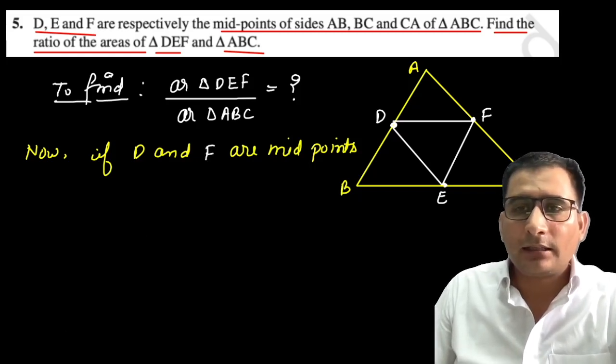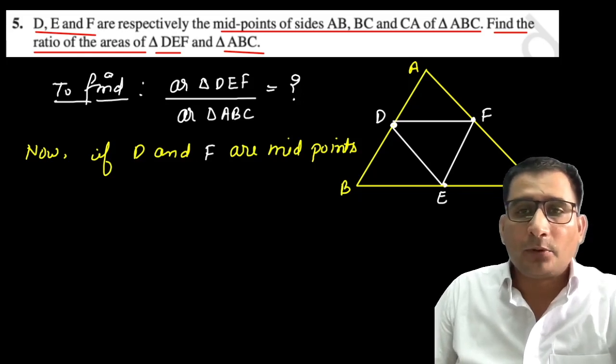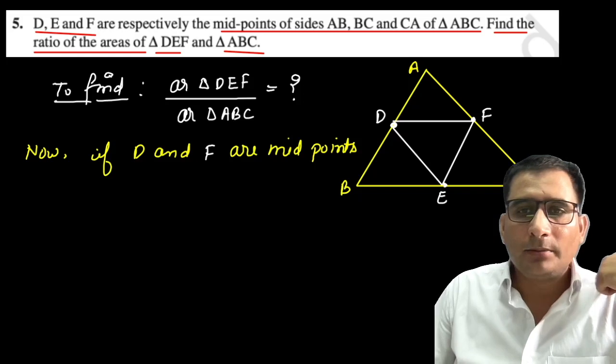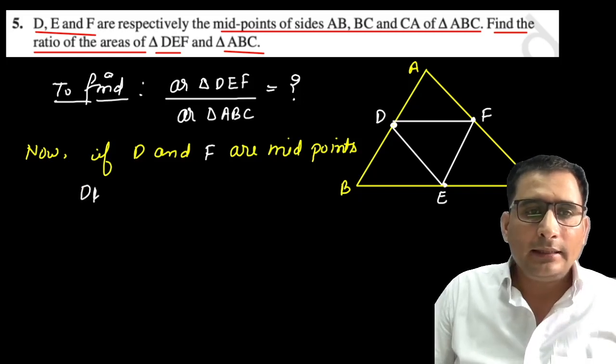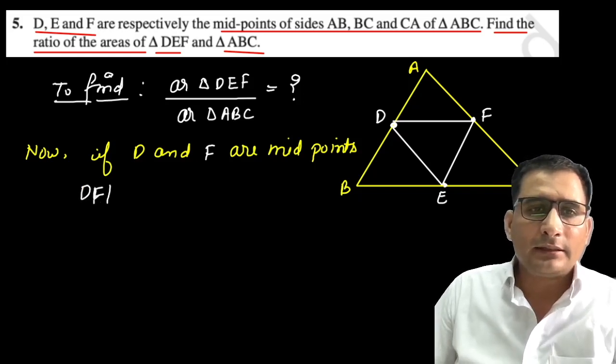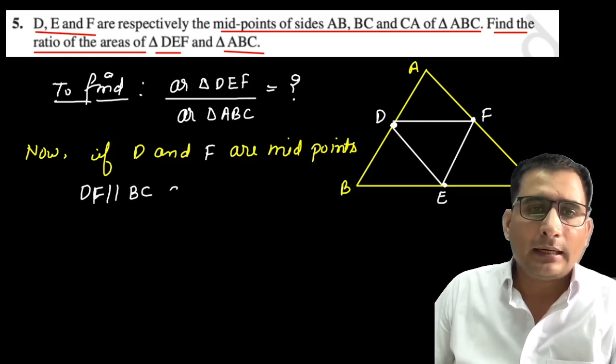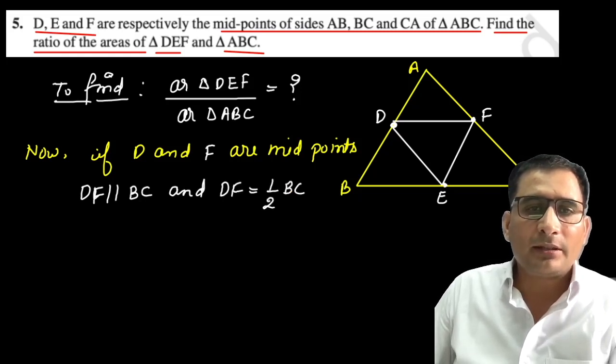So if D and F are the midpoints of and lying on the two different sides of the triangle, the midpoint theorem says that DF is parallel to BC. And second, this theorem says that DF is half of BC, right? I hope you all remember this theorem.